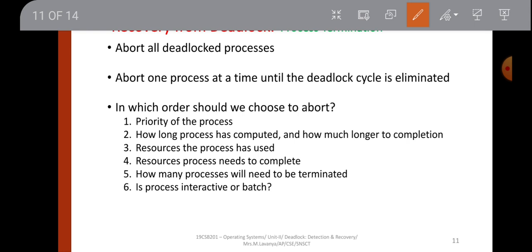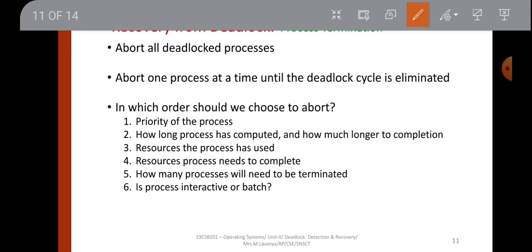Then finally the sixth one is whether the process is interactive or batch. Interactive is an inter-process communication process, which is using n number of processes and sharing the resources. Batch is nothing but a process working in an individual manner.